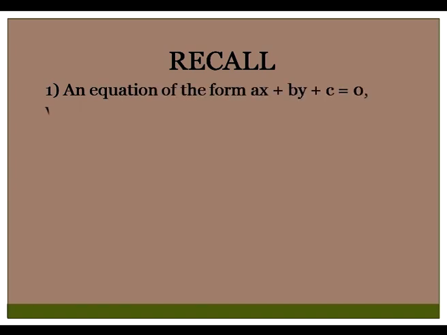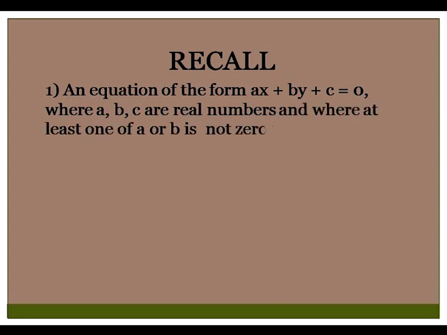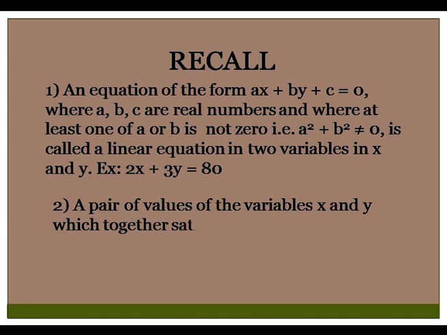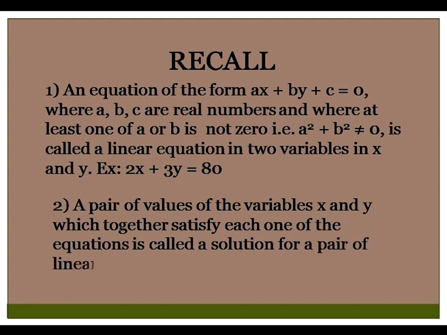An equation of the form ax plus by plus c is equal to 0, where a, b, c are real numbers and where at least one of a or b is not 0, that is a square plus b square is not equal to 0, is called a linear equation in two variables x and y. Let us take an example. 2x plus 3y is equal to 80. Also, a pair of values of the variables x and y which together satisfy each one of the equations is called a solution for a pair of linear equations.